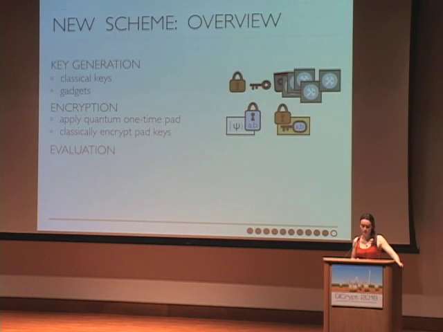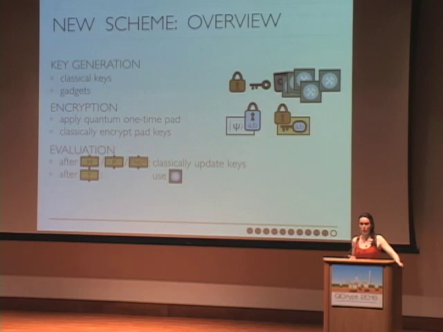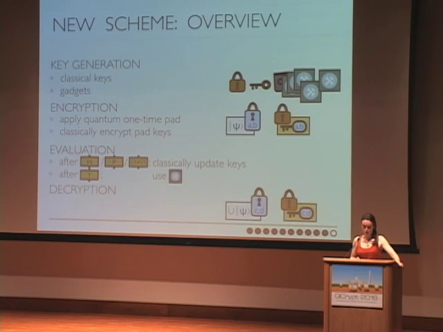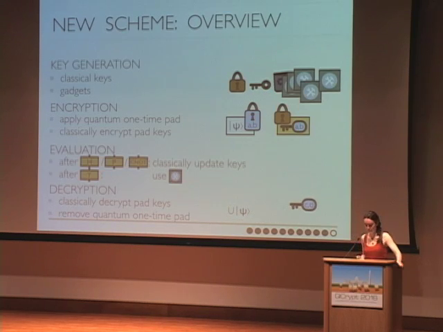For the evaluation, for the Clifford gates, it's actually quite easy. We can just classically update the keys. And for the T-gates, we have to use one of these gadgets. And this is why we can only evaluate a polynomial number of T-gates, where the polynomial is in the security parameter for the scheme. And for the decryption, first we decrypt the updated key classically, and then we use this updated quantum one-time pad key to decrypt our quantum state and to get the result.